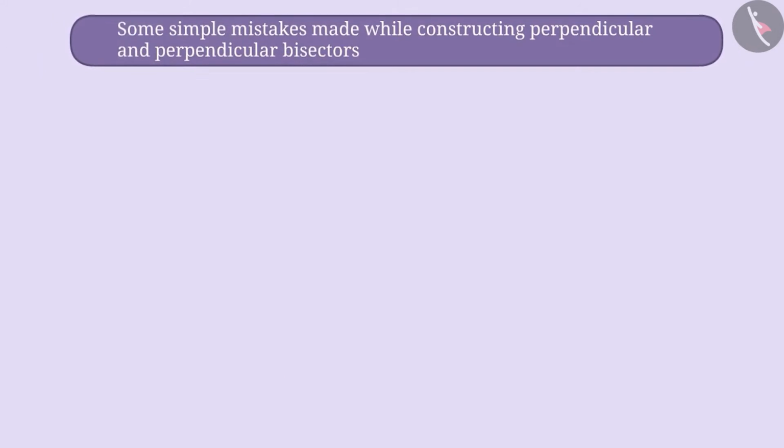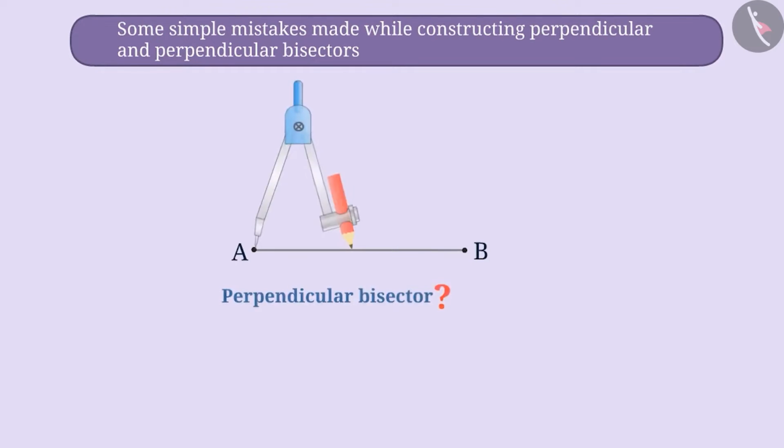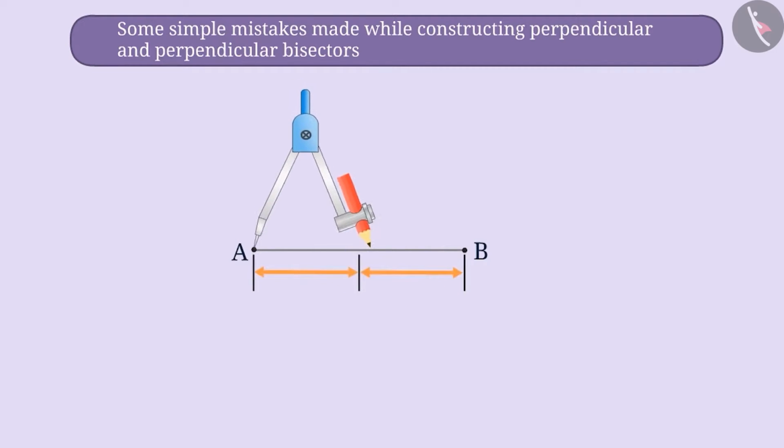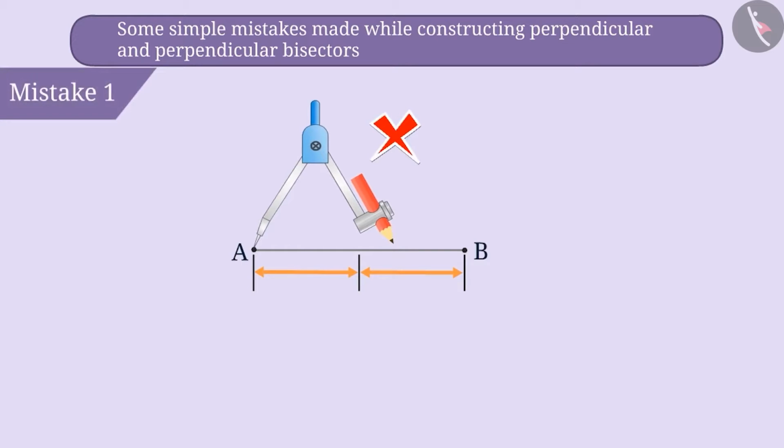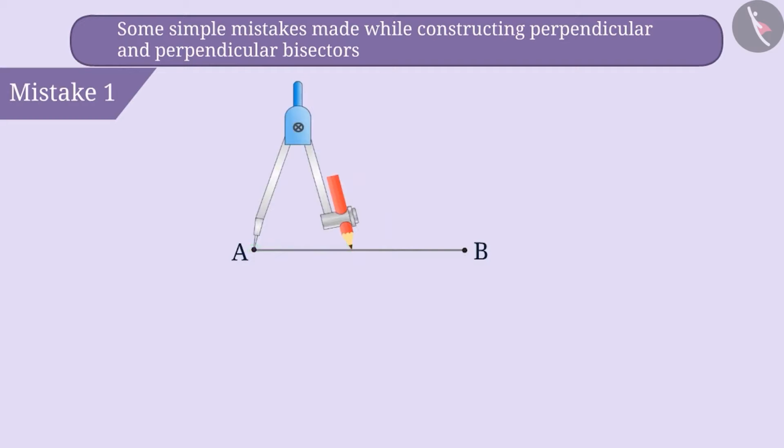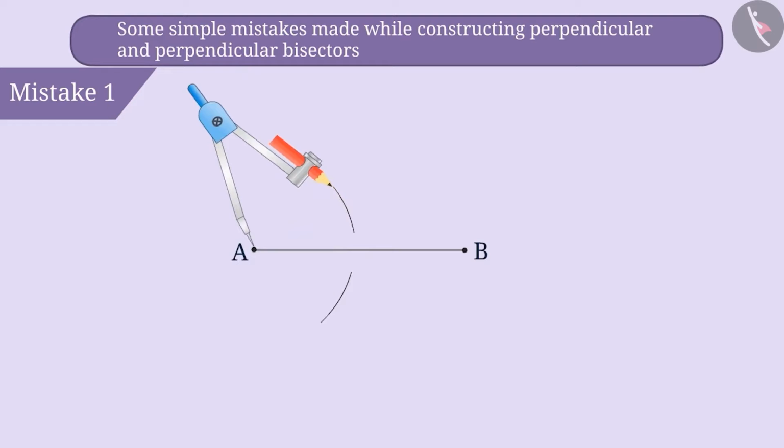Now let's understand some simple mistakes that are made while constructing a perpendicular and perpendicular bisectors. When students are asked to find the perpendicular bisector of a given line segment AB, they don't consider it important enough to take more than half the length of the line segment in the compass during the construction. Mistake 1. They take less than half the length of the line segment in the compass and place its pointed end on A and draw an arc on both sides of the line segment.